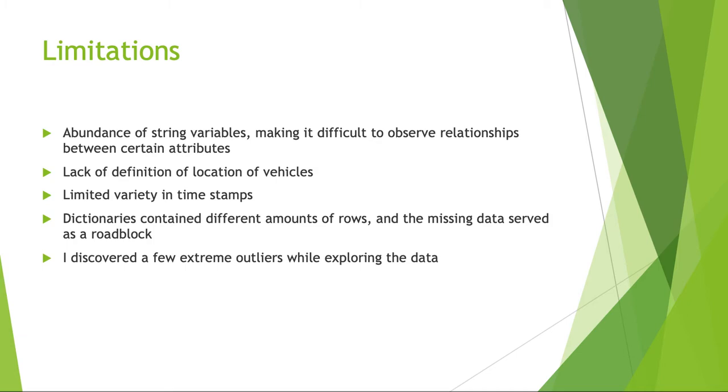So yeah, there was an abundance of string variables, which did make it difficult to observe certain relationships between attributes that I wanted to. There was no definition of the location of vehicles, which I thought might have been interesting, looking at different countries, because I know other countries actually have a lot better carbon footprints than the USA does.